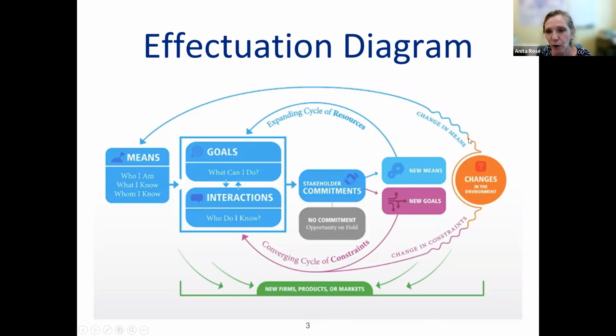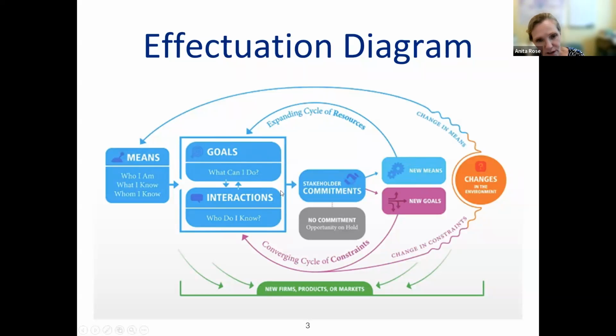So here we can have a change in means, which the means are over here. We're going to go over the means today. And it can also have a change in constraints. And the constraints are new goals and interactions. Again, tying in with the means here, what you can do, what you know, and also we have new means that are tied into the goals and interactions as well.